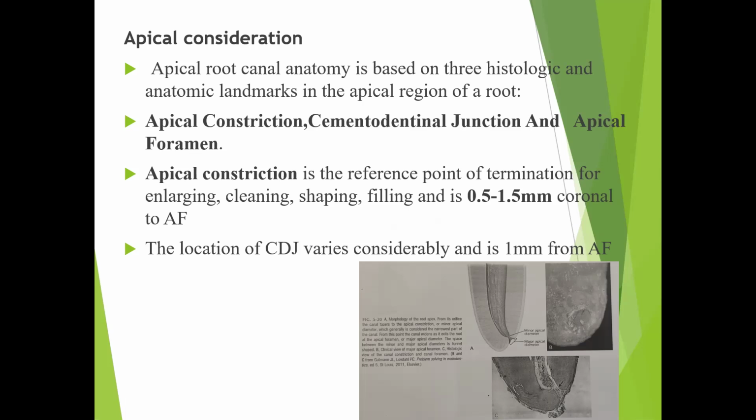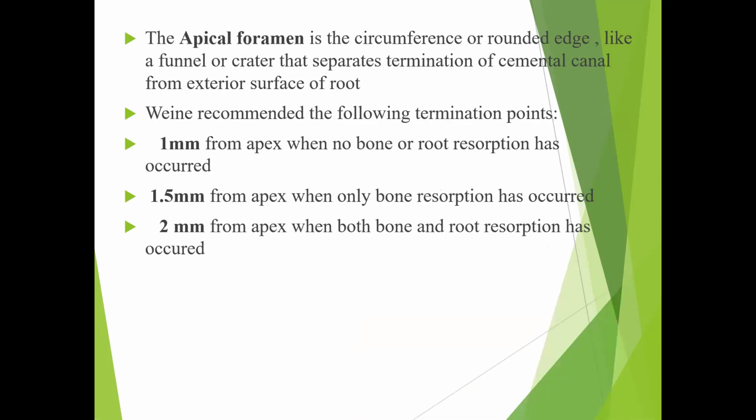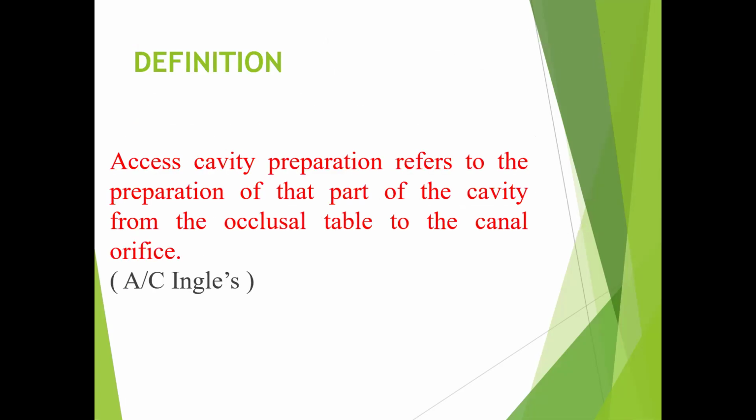The location of the cemento-dentinal junction varies considerably and is about 1 mm from the apical foramen. The apical foramen is the circumference or rounded edge, like a funnel or crater, that separates the termination of the cemental canal from the exterior surface of the root. The following termination points are recommended, which are very important. 1 mm from the apex when no bone or root resorption has occurred. 1.5 mm from the apex when only bone resorption is present. And 2 mm from the apex when both bone and root resorption have occurred.